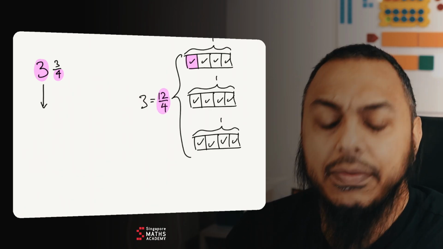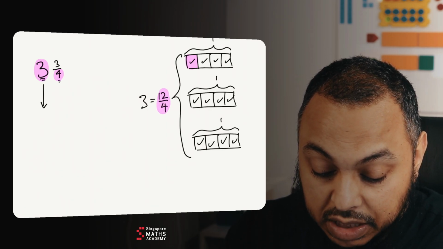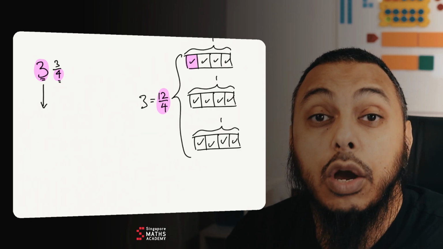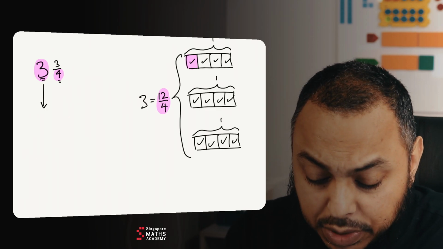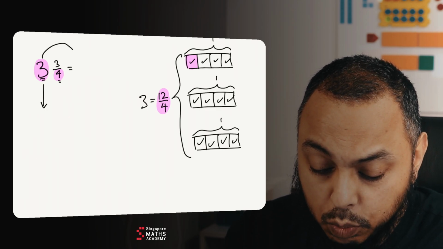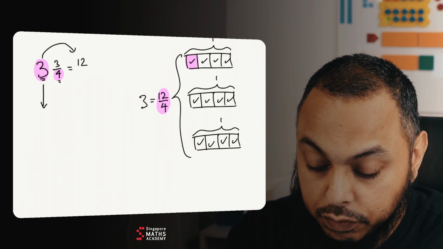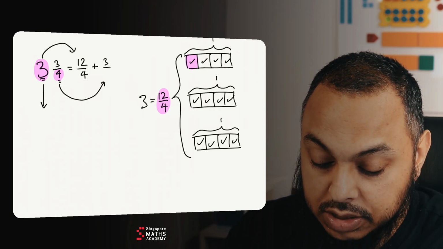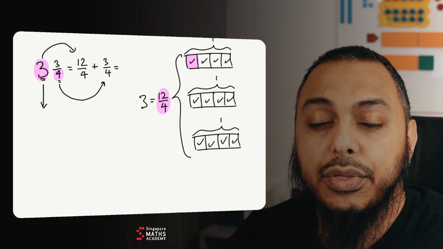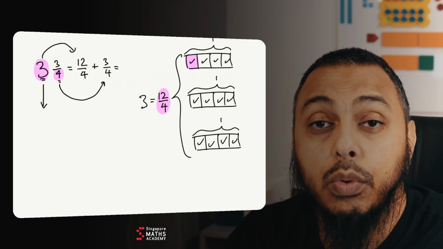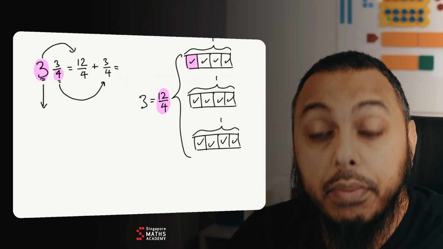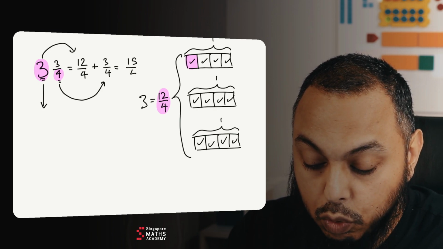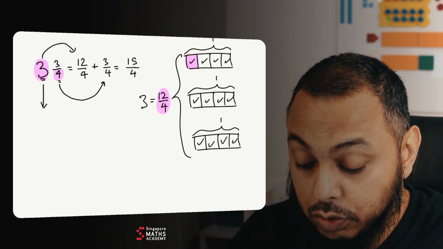Now, what we did there is really the whole number multiplied by the denominator. That told me that there's 12 quarters in 3 wholes. But 3 3/4 is the same as well. We just worked out 3 wholes is 12 quarters. And we know 3/4 is just 3/4. And so all together, the mixed number 3 3/4, as an improper fraction, is going to be 12 plus 3 is 15. And I've got quarters here. So there's going to be 15 quarters altogether.